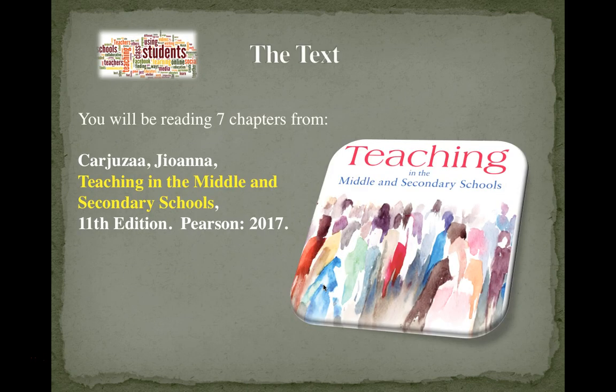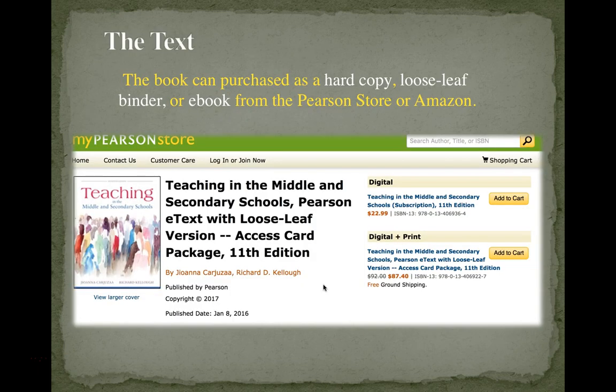Your text will be a rather new text. It came out really this last year, and it's teaching in the middle and secondary schools. We're not going to read every chapter. We'll only be looking at 7 chapters. But you can buy this book. The reason we chose this, it's quite cheap if you get it in the electronic format. So it's $22.99 right now, and you buy it through the Pearson store, and you'll find the instructions how to do that on the home page.